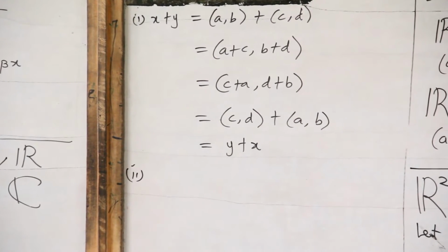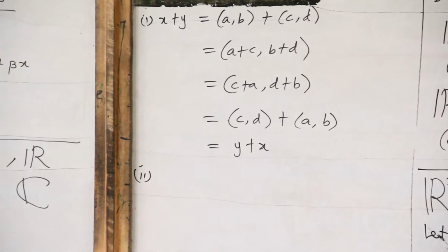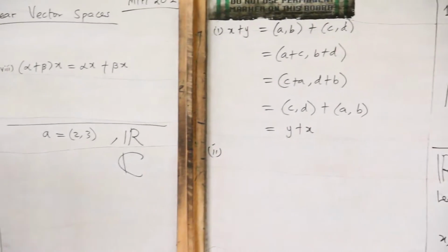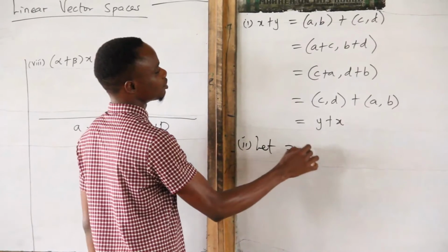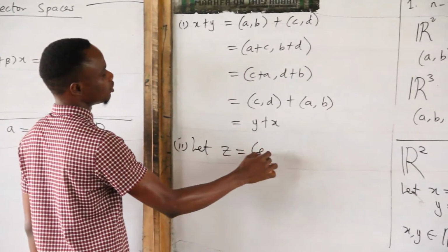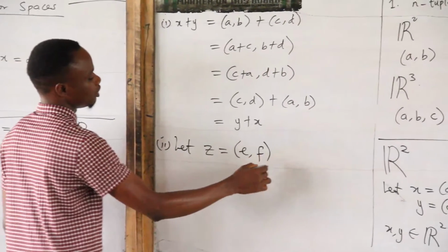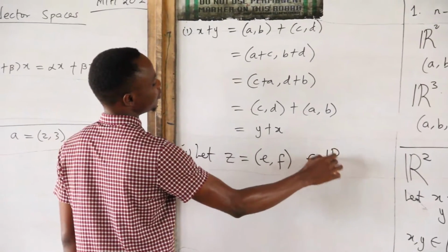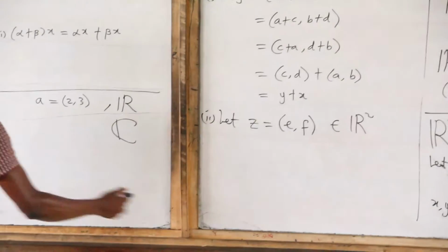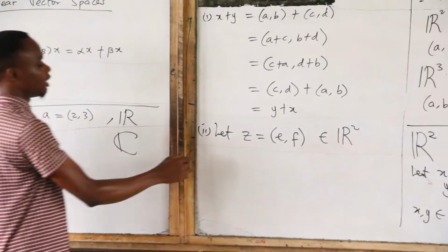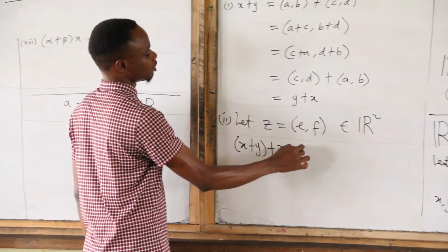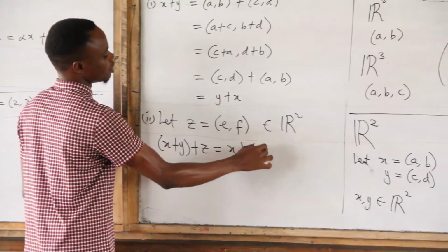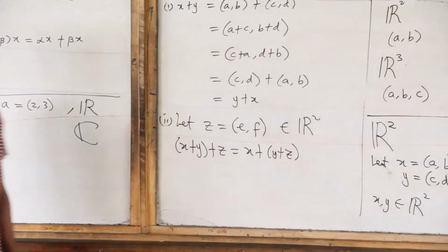Is it making sense? Do you understand that? Yes, sir. Alright, so this one is that you are playing around with numbers. Okay, so if you have x plus y, you can also say let z equal something else. Let's say z is equal to (e, f), which is also an element of R2. So you can perform the operation on this. So you can establish that (x plus y) plus z equals x plus (y plus z). Does that make sense to you? Did you get that? Okay.